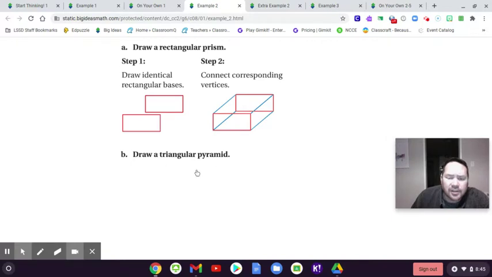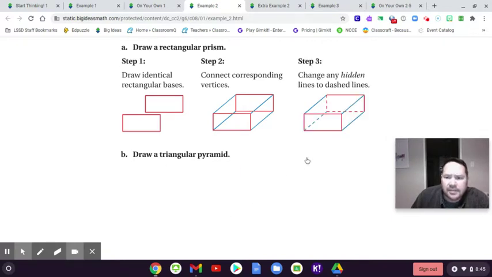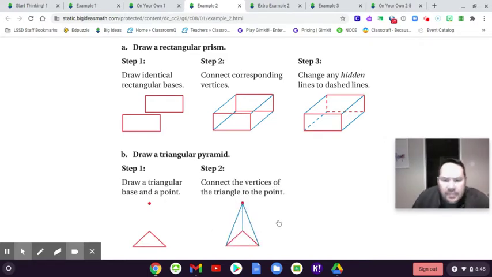For a triangular prism, this is one way to do it. I normally do a triangular prism the same as I do a rectangular prism, where I do two triangles. They're doing it with a base and a point. And then connecting it. Oh, I lied. That's for a pyramid, not a prism. For a prism, it goes straight. A pyramid meets at a point.